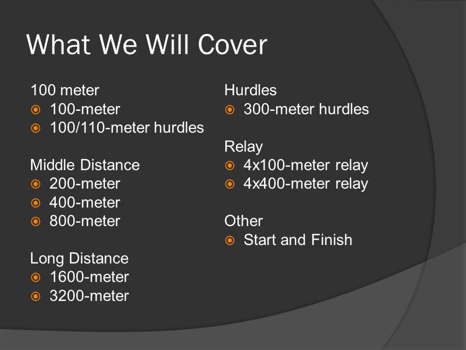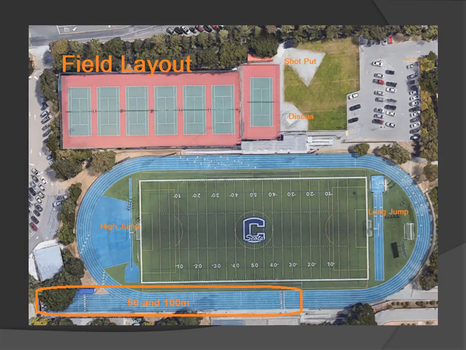So what we'll cover in order: 100 meters, both the running and the hurdles, then the middle distance, 200, 400, 800, and the long distance, 1600 and 3200. Then the hurdles, 300-meter hurdles, then the relay, 4x100 and 4x400, and others, start and finish. This is an example of our field layout. Your field may be different, and thus the running may be different.